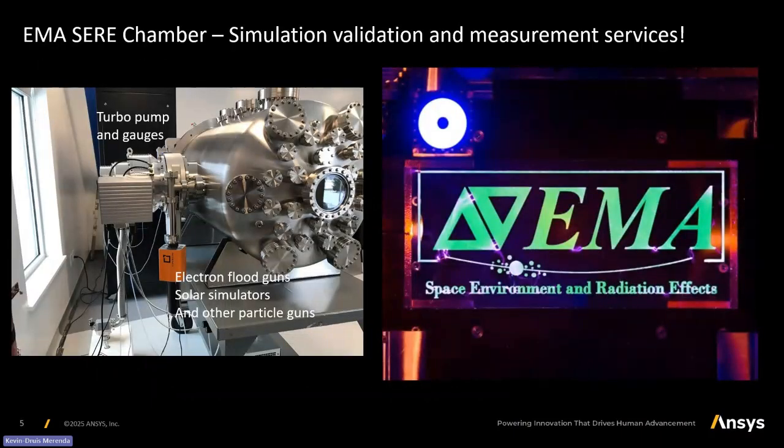This is an example of one of our test facilities, where we are able to replicate space plasma environments to understand the risk of charging and ESD in our chambers. We use that to characterize materials and to validate simulation. And so there's a lot here that we can do. And this is in our office in Massachusetts, and we have a very strong team of experts out there as well.